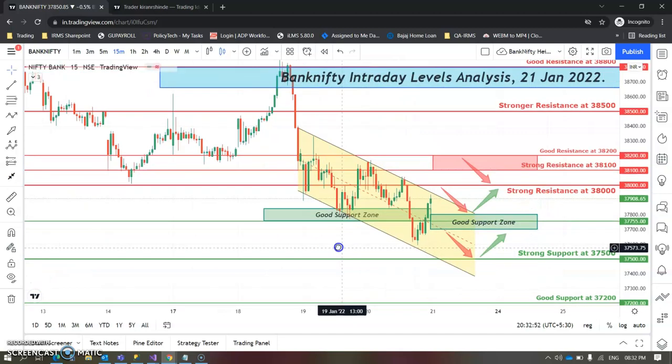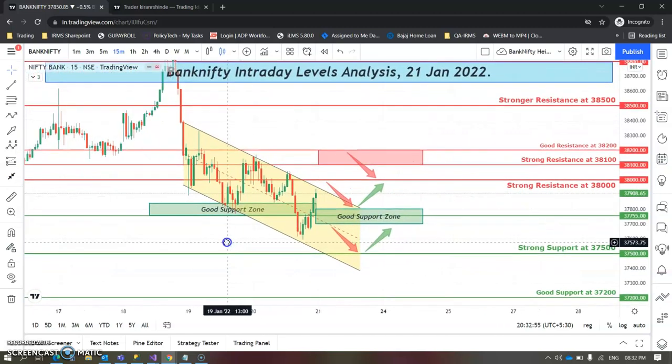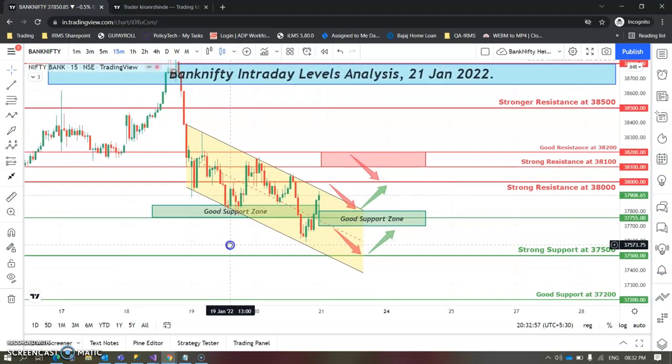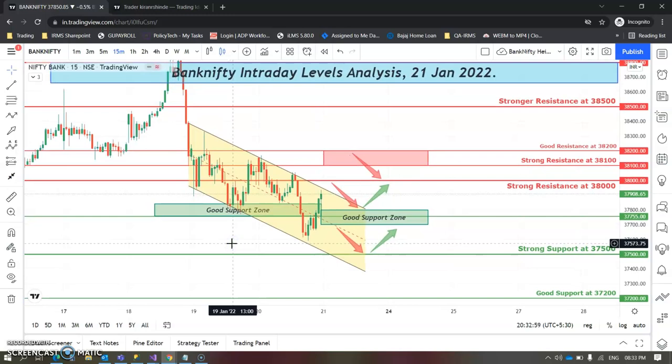So I hope you are trying to get what I am trying to say and learn from these things. I always try to keep it simple. Now let us look at the intraday levels.